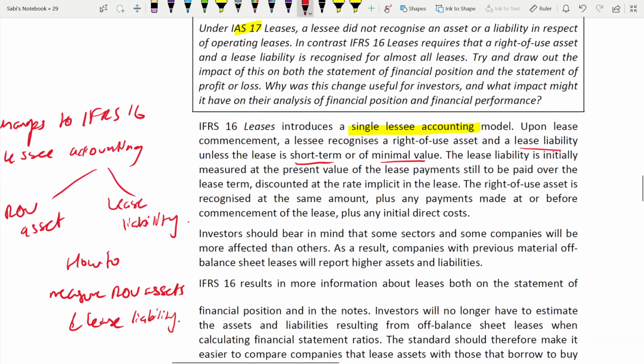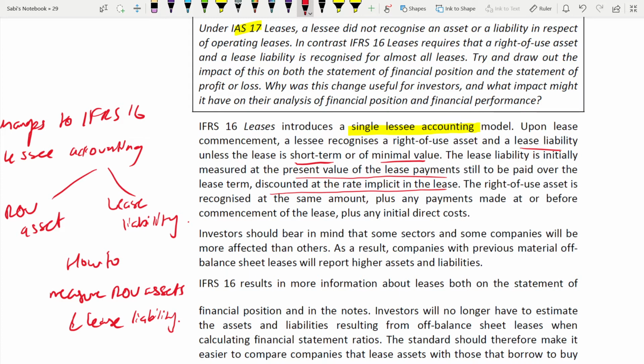How do you measure right of use asset? Or let's start with lease liability. It is the present value of the lease payment. Usually it's given to you. Initially you measure this and discount it at the rate implicit in the lease.